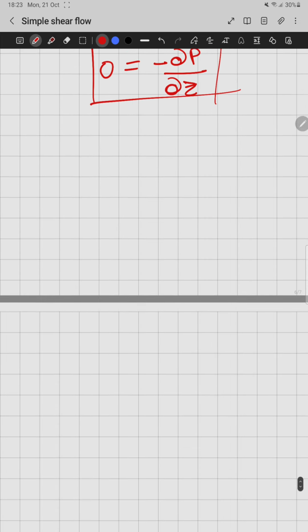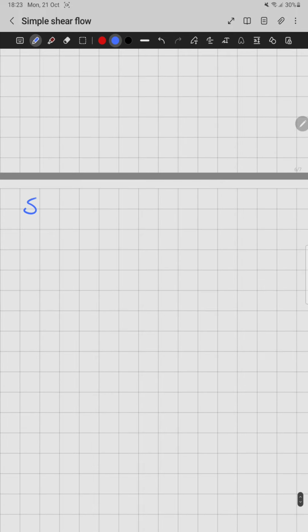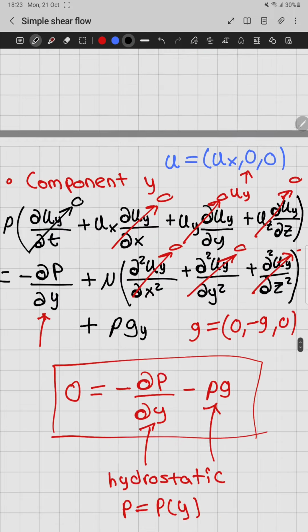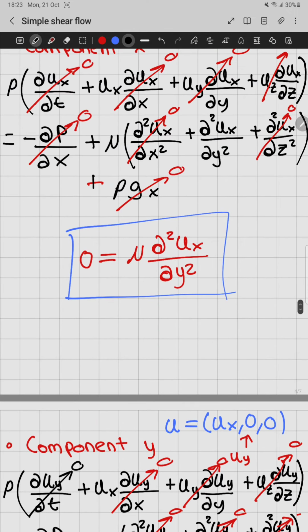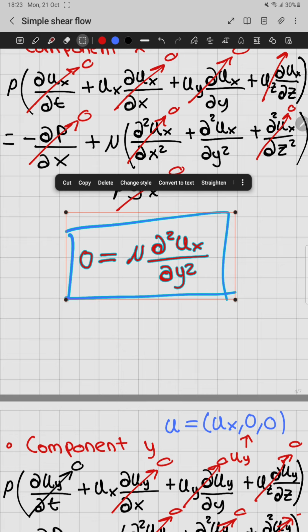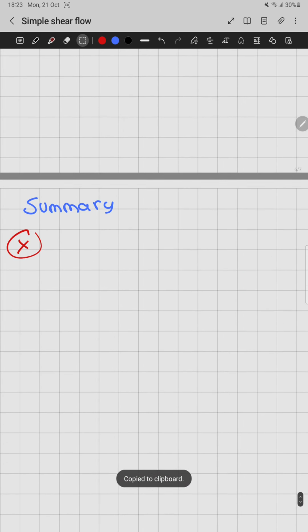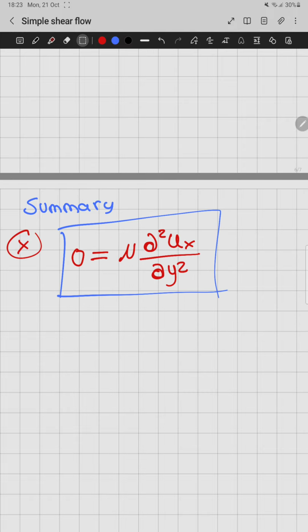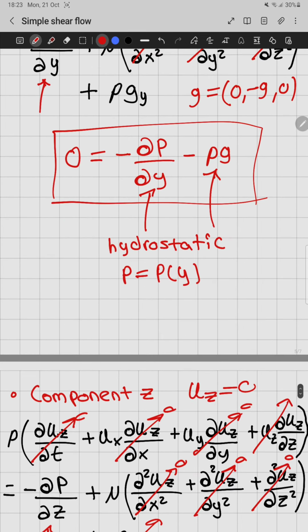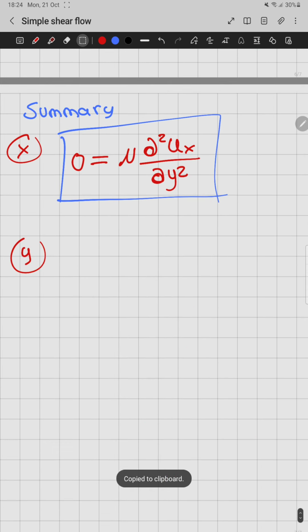So in summary, what are our equations? In x direction, you remember we have this equation. I'm going to copy it. In y, we have this equation.